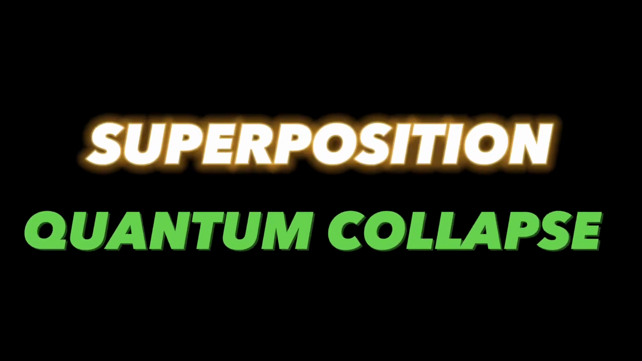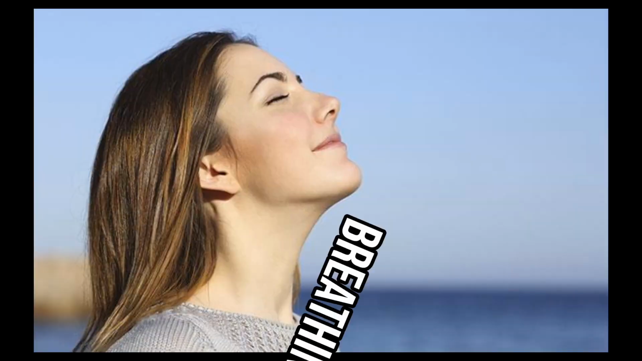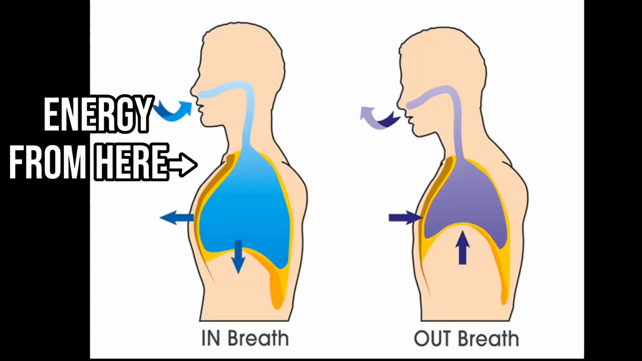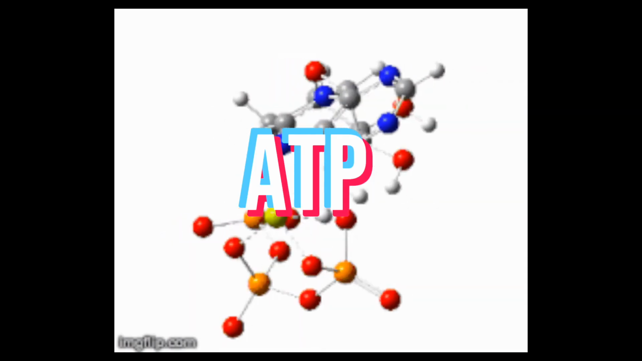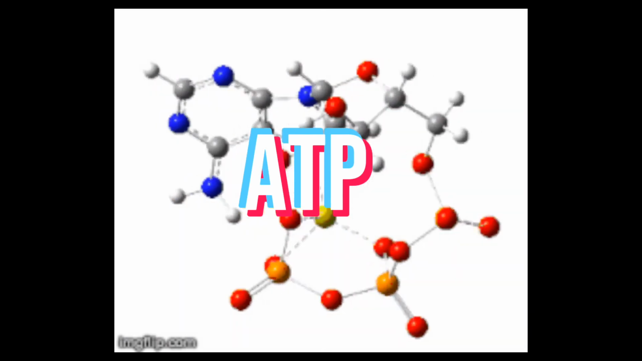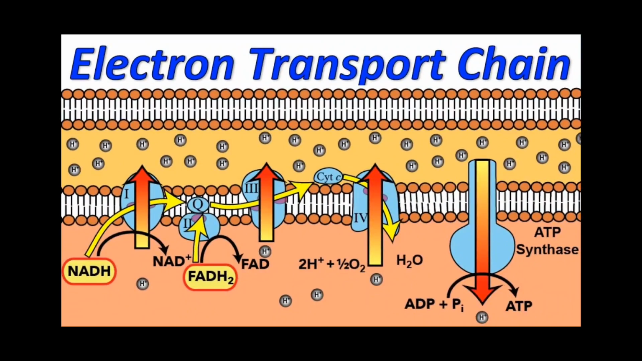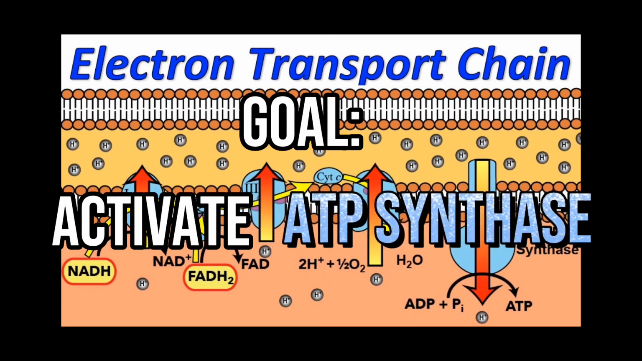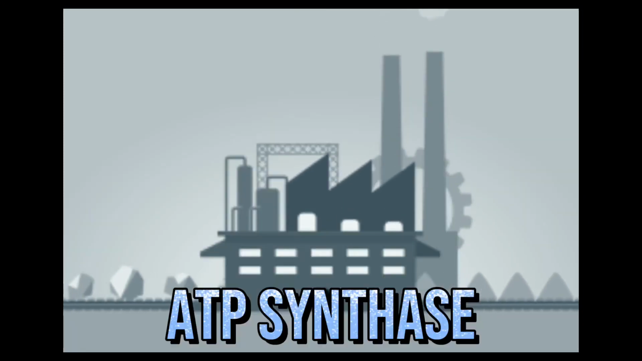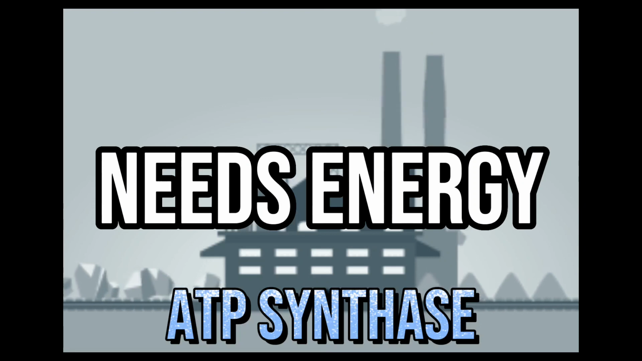These properties of superposition and quantum collapse have made countless things possible. One of the most essential ones is breathing. When humans breathe, the energy from inhaled oxygen is stored in a protein called ATP. The process of creating ATP involves a very complicated process, and one of them is the electron transport chain. In this step, the goal is to activate the ATP synthase, which is kind of like a factory of producing ATP. To activate the ATP synthase, a decent amount of energy is required.